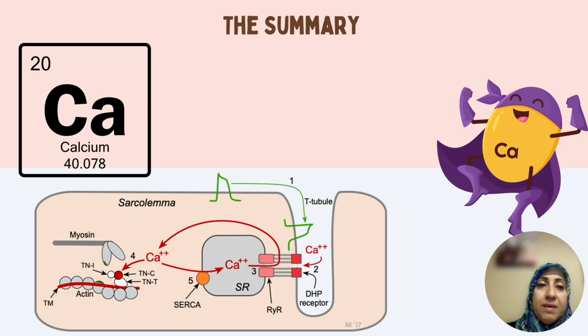In this video, we learned that when a nerve impulse arrives at the neuromuscular junction, it triggers an action potential that travels along the sarcolemma. This electrical signal propagates down the T-tubules. As the action potential reaches the triad, it triggers the release of calcium ions from the SR into the cytoplasm. This sudden increase in intracellular calcium initiates muscle contraction.